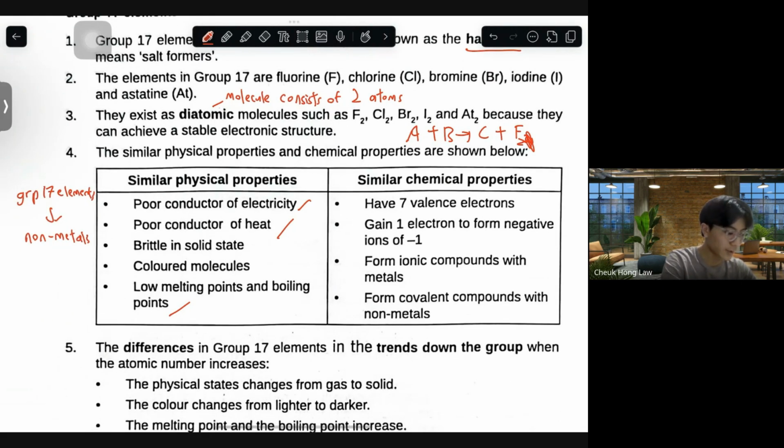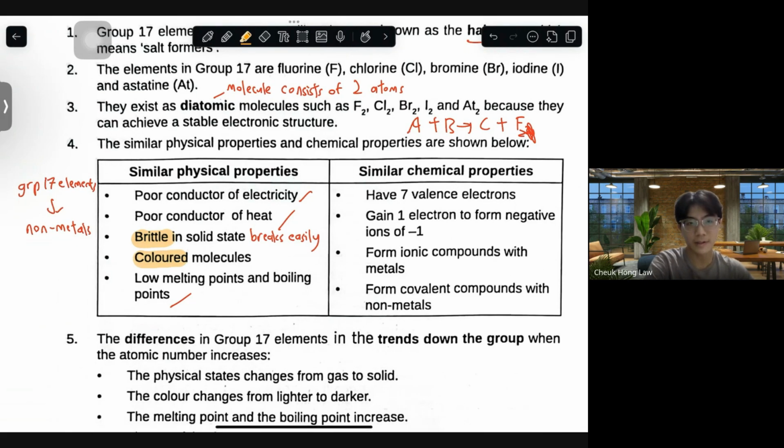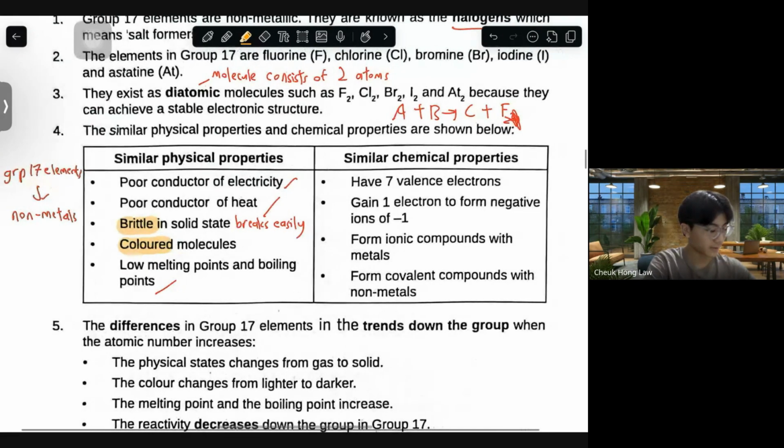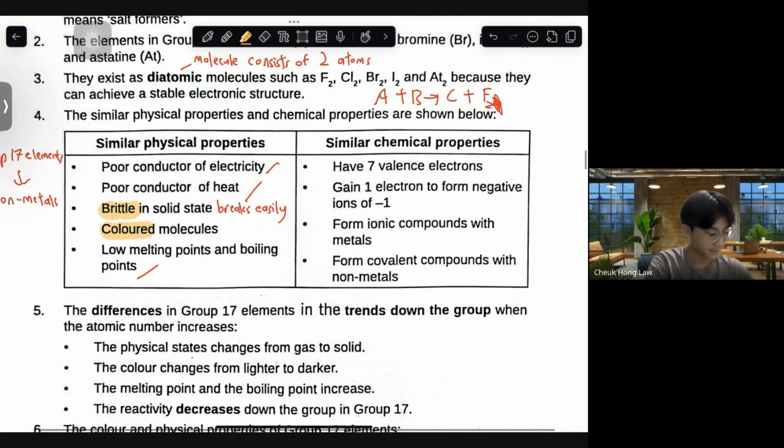Then the two new ones that you have to learn today is, one is they are brittle in solid state. Okay, brittle means break easily. So whenever a force is applied, it can break already in solid state. And the second one is they are colored molecules. So actually later we'll learn the colors of these molecules, and I have a memory shortcut for that as well, to remember the colors. Okay, so those are the physical properties. Now moving on to the chemical properties.